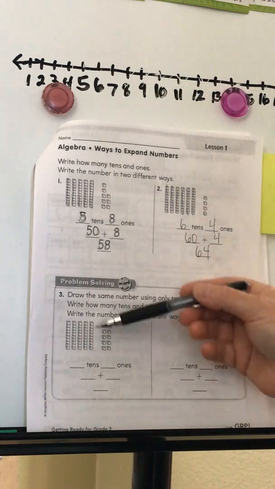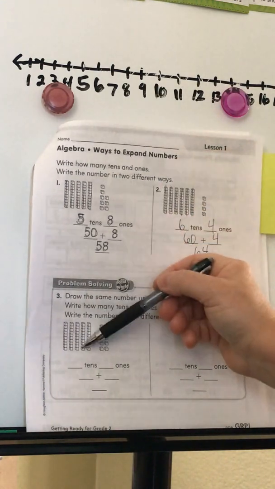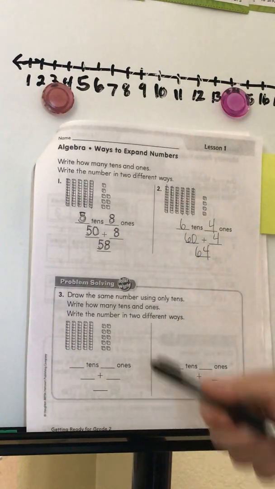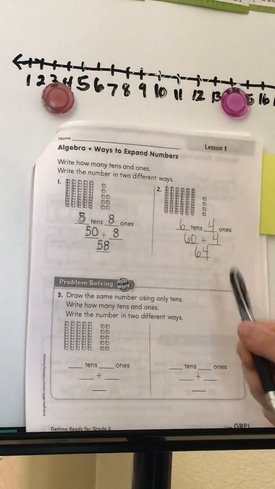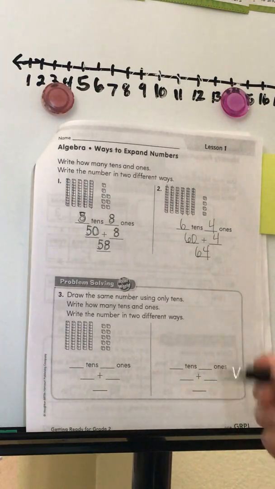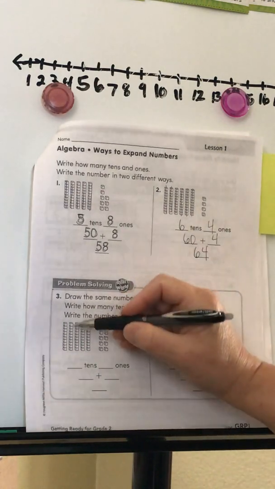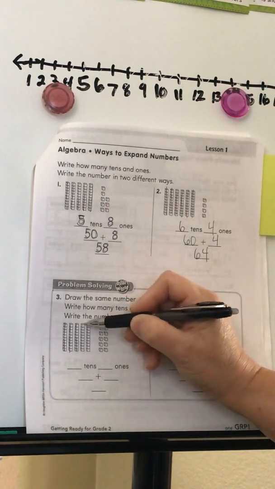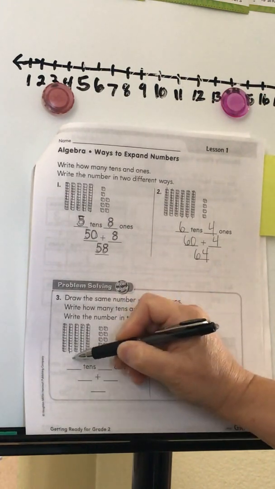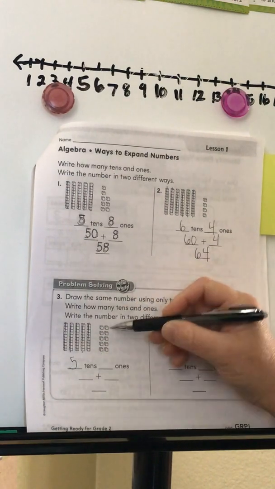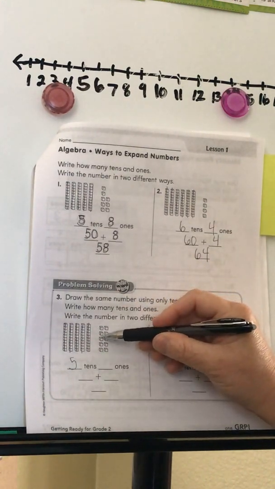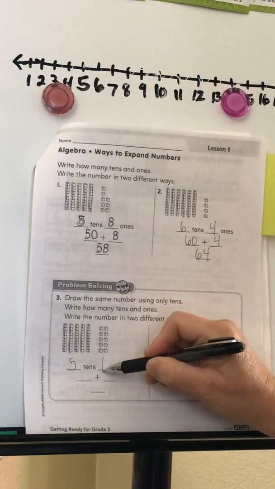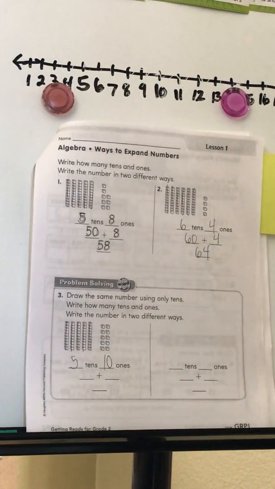Okay, so first we're just going to do what we did up here. Count our tens, count our ones. That's going to be one way. Okay? Then we're going to draw it a different way, but the same number. So first, how many tens do we have? Let's count them. 1 10, 2 tens, 3 tens, 4 tens, 5 tens. 5 tens. How many ones? 1, 2, 3, 4, 5, 6, 7, 8, 9, 10. So we have 10 that are in the ones place.